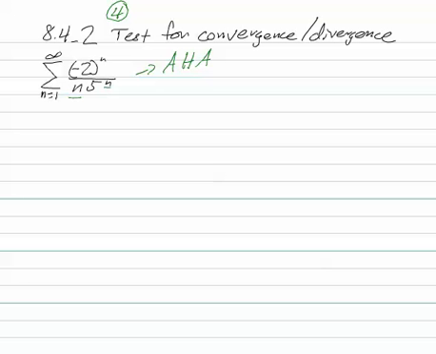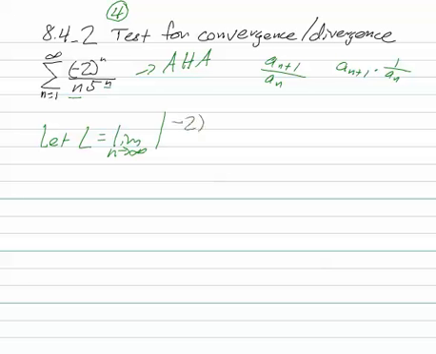So to do the ratio test, we're going to let L equal the limit as n goes to infinity of the absolute value. Remember, it's actually a_{n+1} over a_n, but since they're all fractions, I'm going to write it as a_{n+1} times 1 over a_n. I'm just going to take the reciprocal. So plugging in the n plus 1s, you get negative 2 to the n plus 1 over n plus 1 times 5 to the n plus 1.